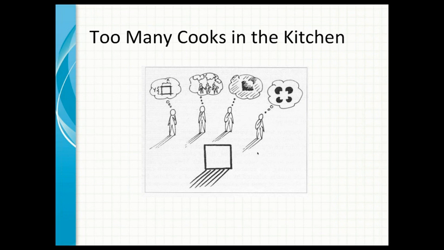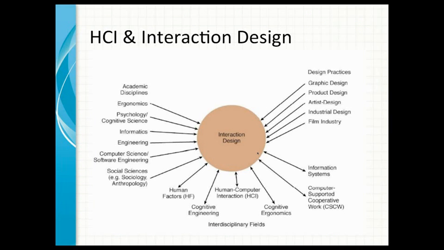You want to limit the amount of people who are involved in the design process as much as possible. And you want to make sure that you encompass usability research and testing throughout. Human-computer interaction, which is HCI, and interaction design have to be encompassed together. So with interaction design, you have design practices, graphic design, all of these things are involved within the design process. Human-computer interaction is very important. How is the user going to interact with the product? You have to think about that.